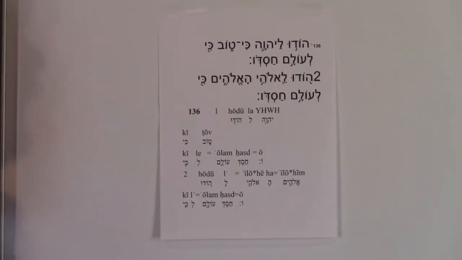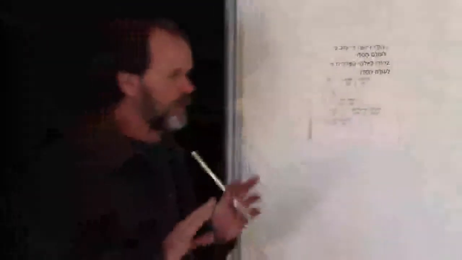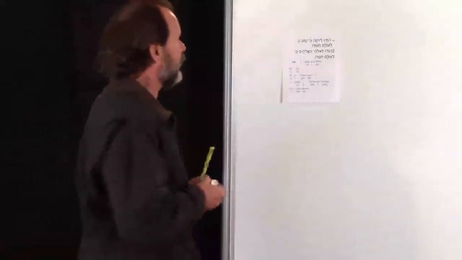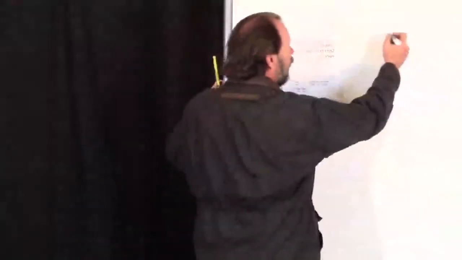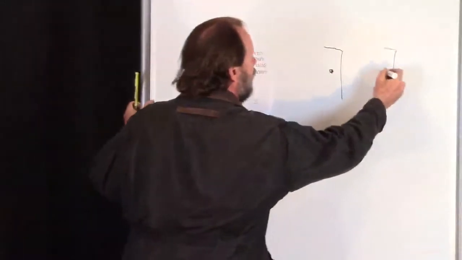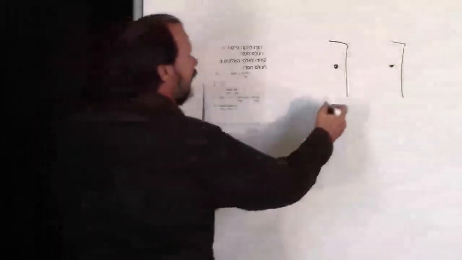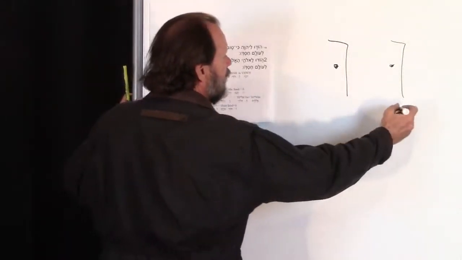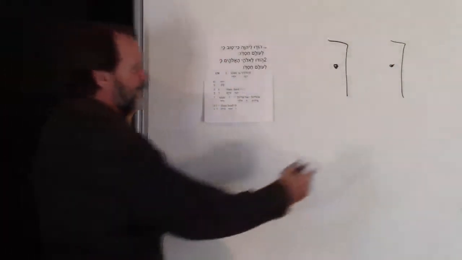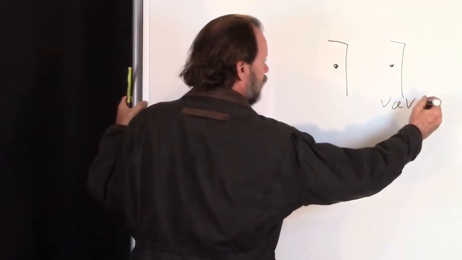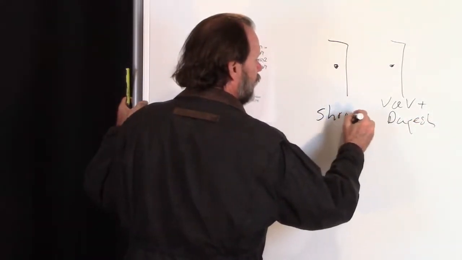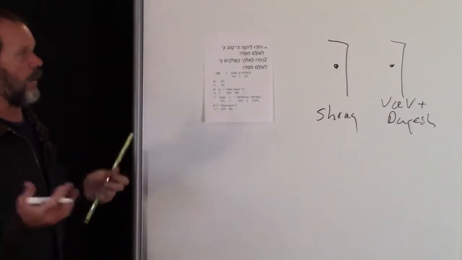vowel, okay? I'm just going to stop for a second if I can find a pen. I wanted to show you something real quickly, because there's a question that kept coming up. Somebody said, help me understand the difference between a shuruk and a vav with a dagesh, because they look exactly the same. Here we have the vav plus the dagesh, right? Here we have the shuruk, right? How do I tell the difference?